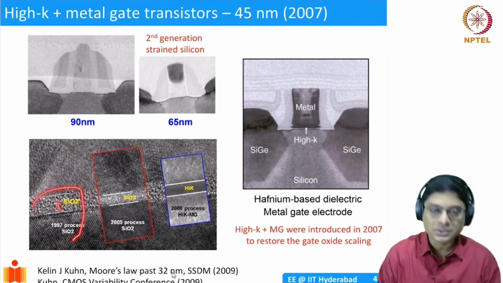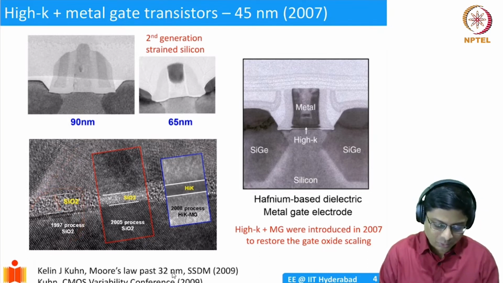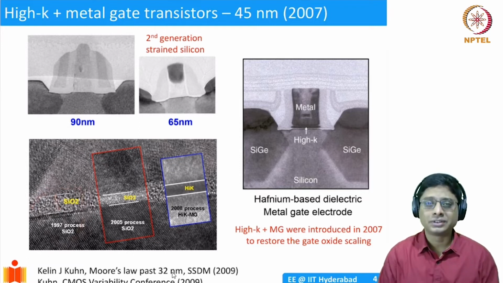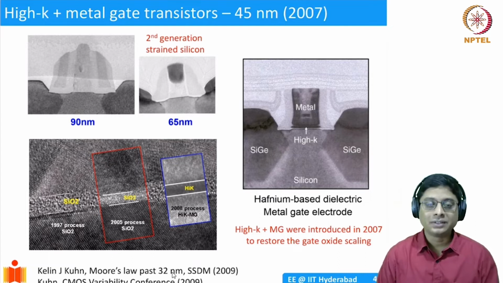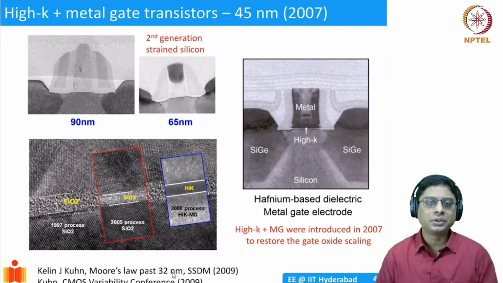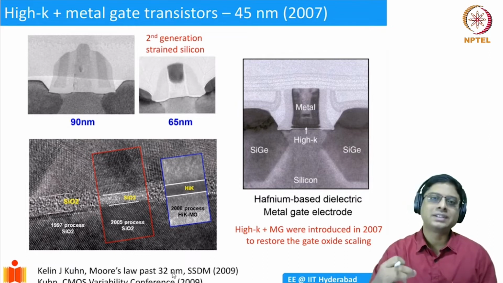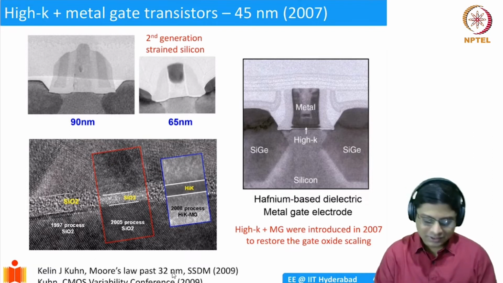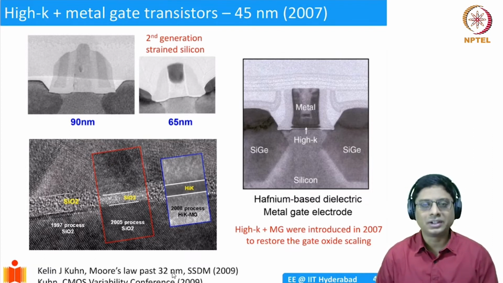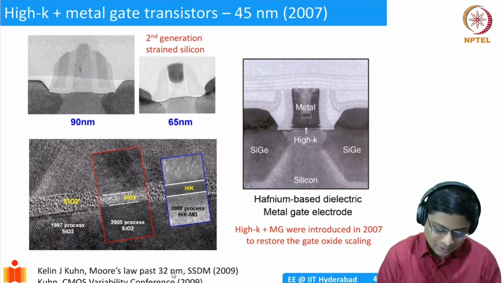The oxide was substantially thick, but by the time we came to 2005, it was like 0.8 nanometers. Because of that, there was a lot of quantum tunneling happening, which was increasing the leakage current, and that became impossible to live with. Then, of course, people knew that if you introduce high K dielectrics, we can increase the physical thickness of the oxide and thereby reduce the tunneling current.